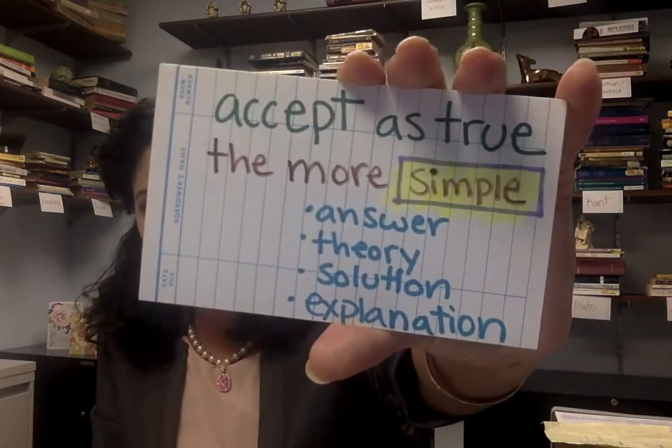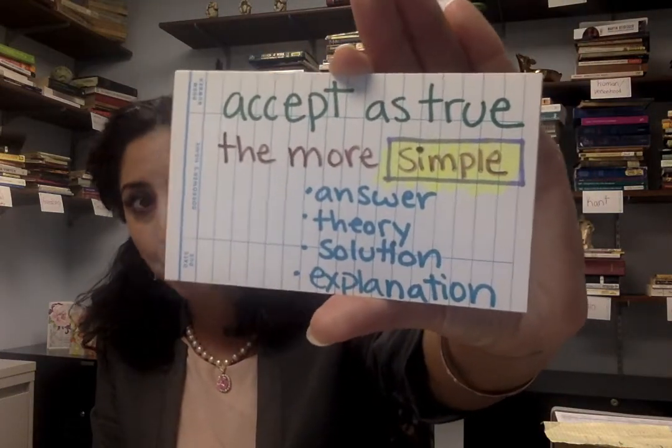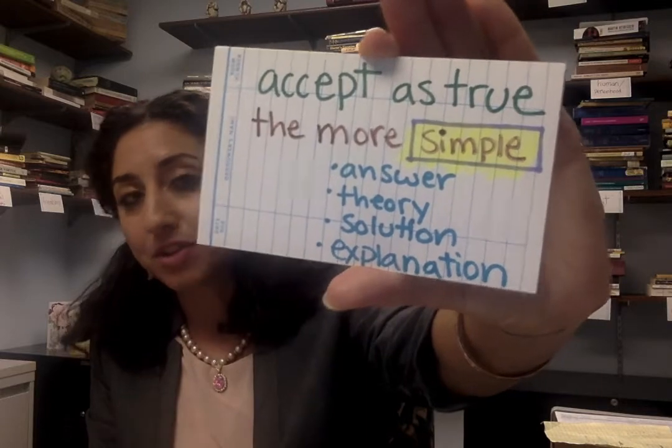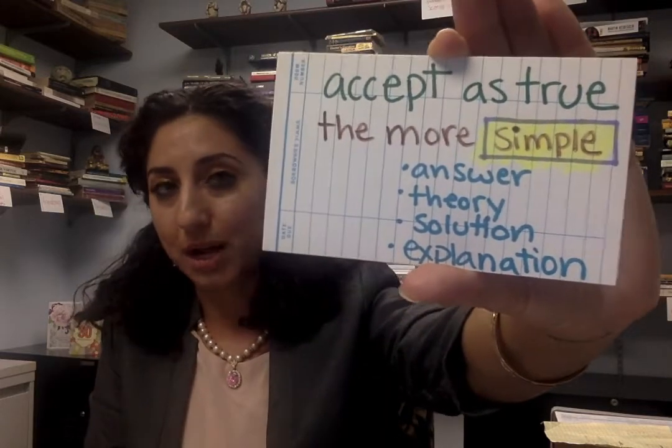When you could do something in one step rather than two, do it in one step. If you could explain something with one assumption rather than two assumptions, then choose the theory that just has one assumption. Keep it simple. Occam's razor is telling you to accept as true the more simple answer or theory or solution or explanation. That's basically the guideline, and that's Occam's razor. It's telling you to razor off or shave off any unnecessary parts in whatever it is that you're thinking.